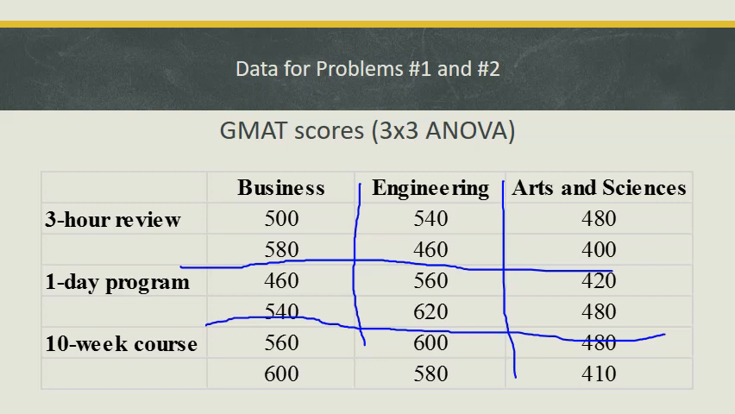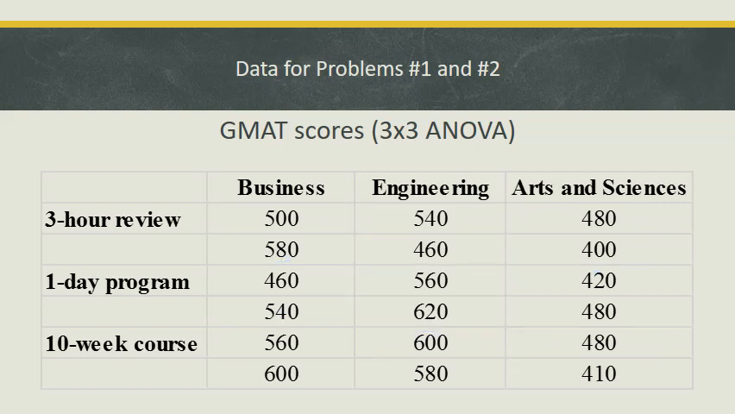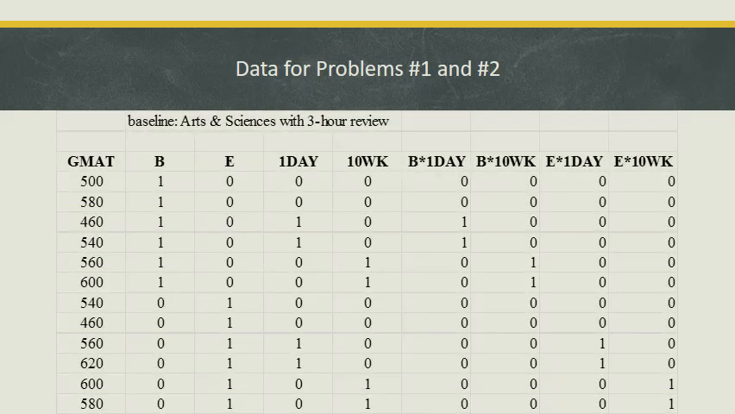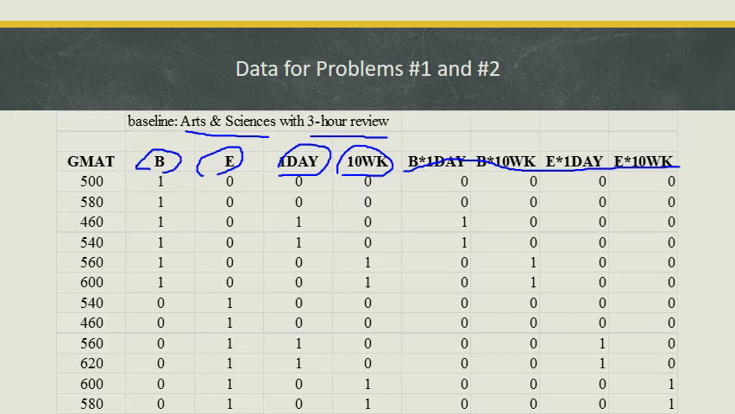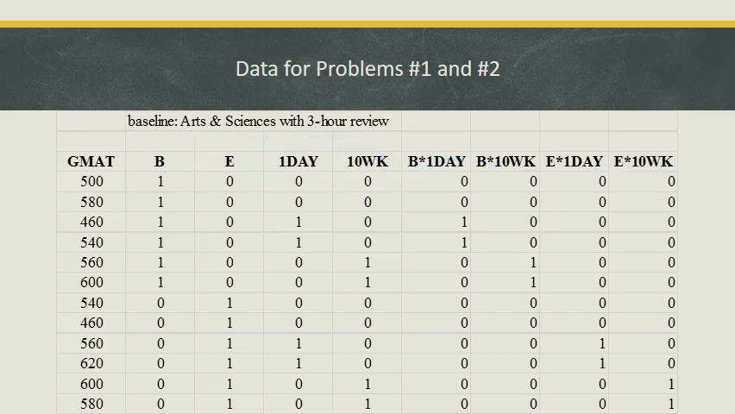And then I converted this data into indicator variables to be used with regression. You can see that I used a baseline of arts and sciences and 3-hour review. So I have indicator variables for business, engineering, 1 day, and 10 week, and all the interactions as well. This is not the complete data set, but it's enough to see what I was doing.